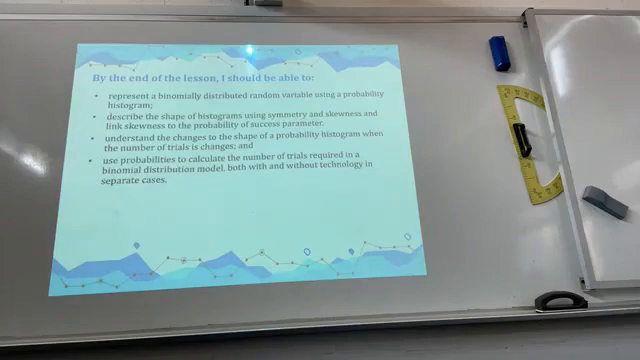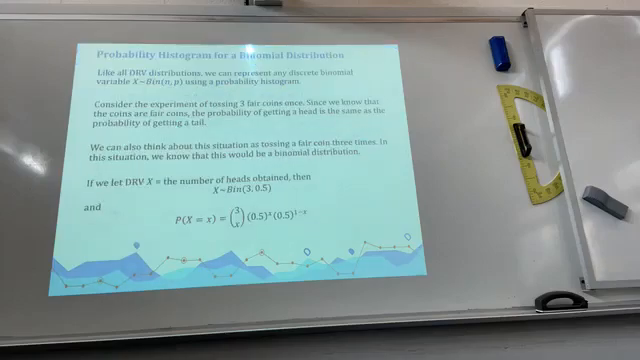All right, so the first thing you need to know is we can represent a binomial distribution using a probability histogram. You must know how to describe the shape of the probability histogram. And then you can see the difference when we start changing the number of trials in terms of the shape of the probability histogram. And you could use the probability to calculate the number of trials and so on and so forth. Right. Now, let's think about this situation. Just like any other discrete random variable distribution, we can represent any binomial distribution using a probability histogram. All right? Now, let's consider the experiment of tossing 3 fair coins once.